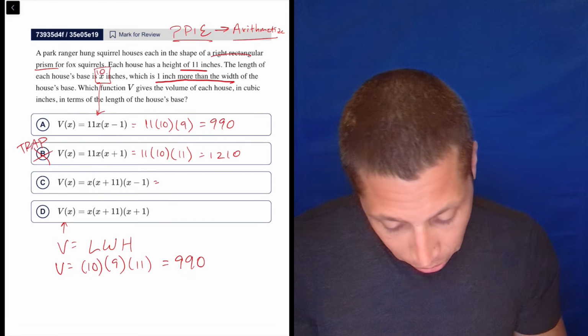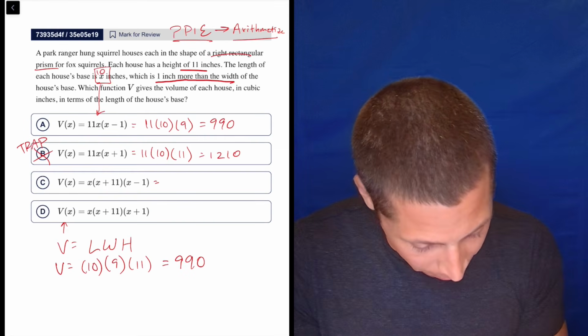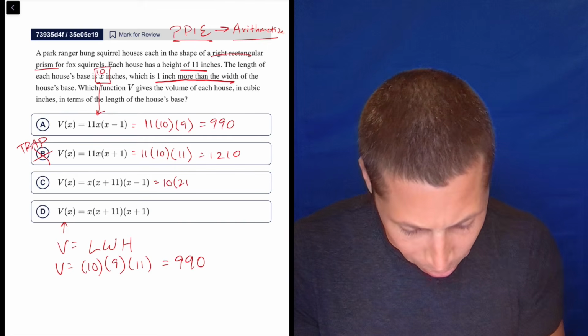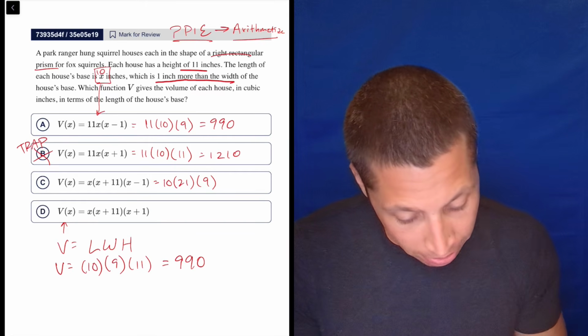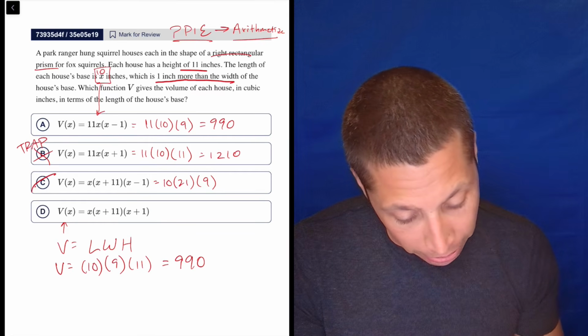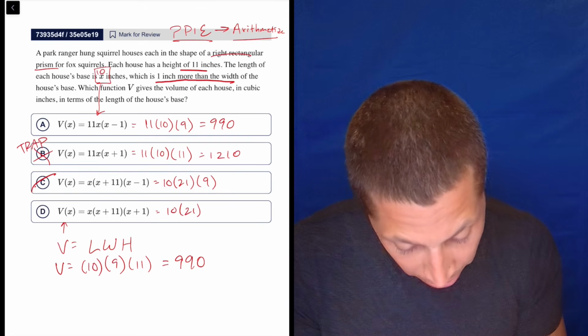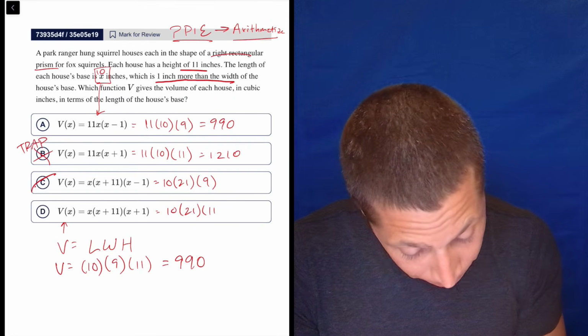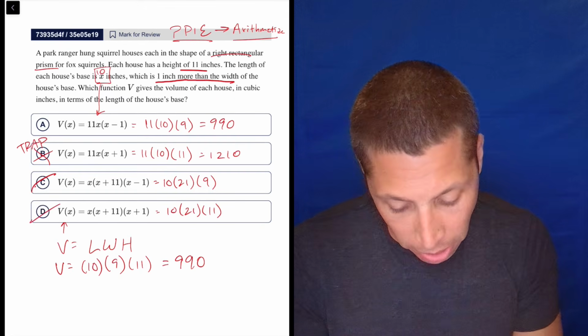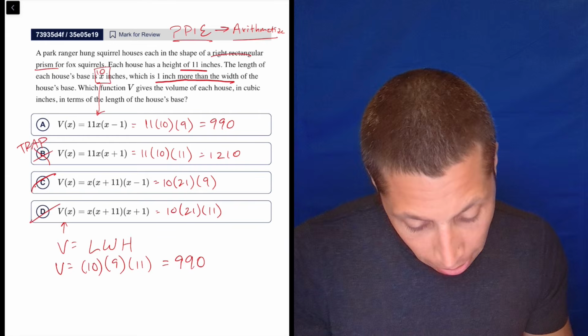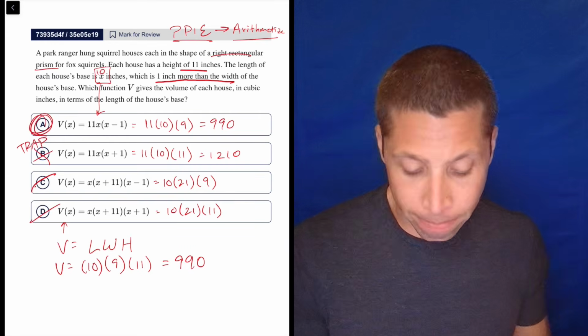Now let's just double check with choices C and D for the sake of completion here. So 10 times 21 times 9. Well, I know that's not going to work, so it's way too big. I don't even need to multiply it. And this is going to be 10 times 21 times 11. And again, the 21 is causing the problem there, so that's no good. But there you go. No doubt in my mind, it's A.